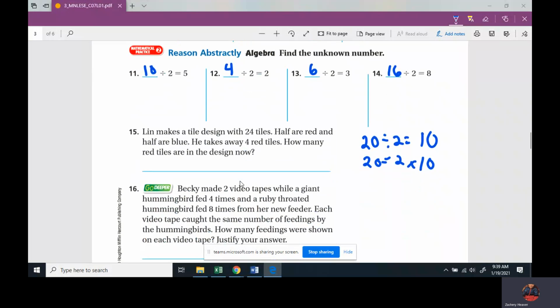All right. Lynn makes a tile design with 24 tiles. Half are red and half are blue. He takes away 4 red tiles. How many, this is a tough one, red tiles are in the design now? So first off, let's do this. We have 24 total, so that's going to be our counters, okay? So we have 24 total.